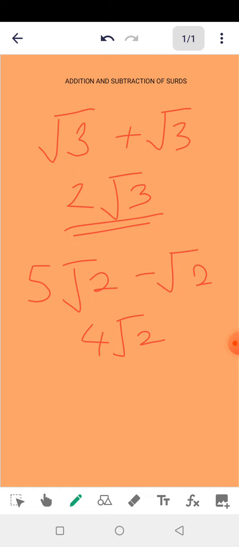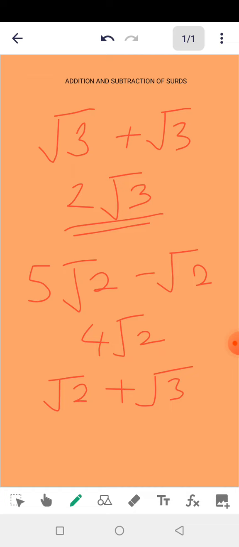They are still surds of the same kind. In other words, surds of the same kind can add, but surds of different kinds cannot add. For example, if I have root 2 plus root 3, I cannot simplify this one. The answer is actually the question. The answer is root 2 plus root 3. I hope this is clear.